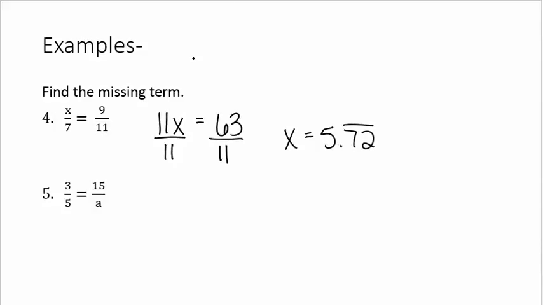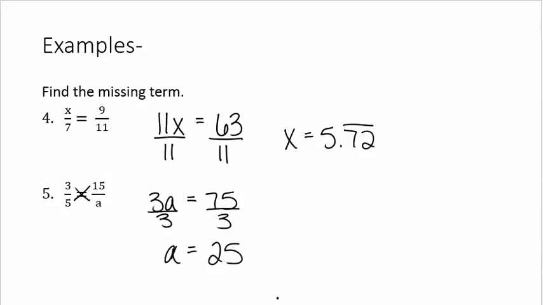On example 5, we have 3/5 equal to 15 over A. So when we cross multiply, we have 3A equals 75. Divide both sides by 3, and we get that A equals 25. So those are some pretty simple cross-multiplying examples using the cross-product property.